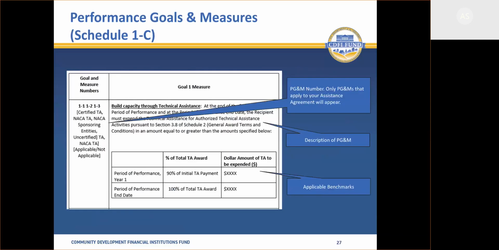So this is a screenshot showing what that first goal and measure looks like. You'll see the PGM number will be there. Either it will be 1-1, 1-2, or 1-3. There's the description of the PGM, and then the applicable threshold. So where it says the X will depend on what you requested for your initial payment and your total award. Keep in mind that initial payment request. If that figure looks a little high to you and you haven't signed it yet, that can be modified, which we'll get to in just a minute.